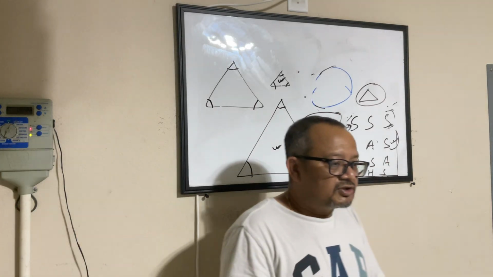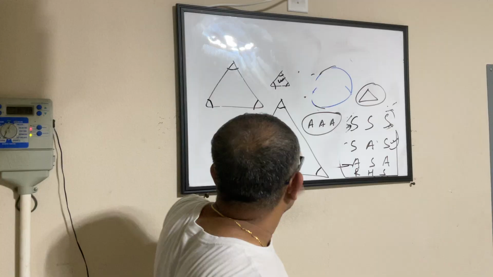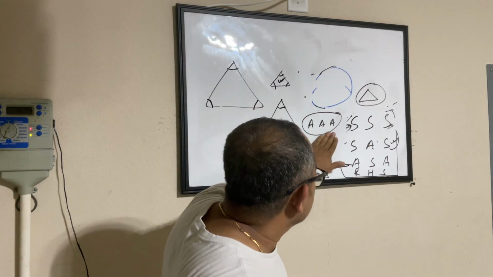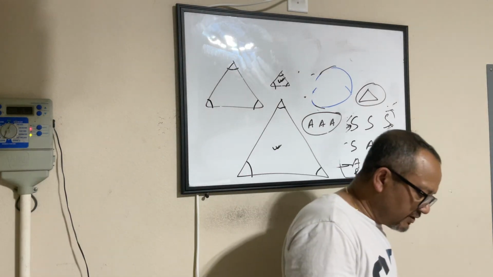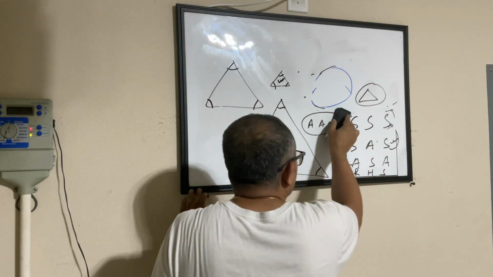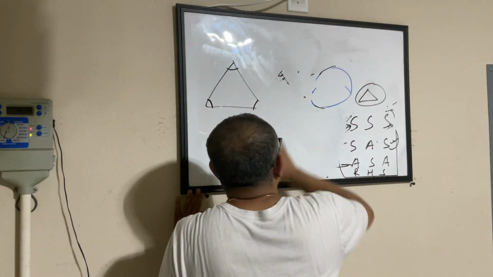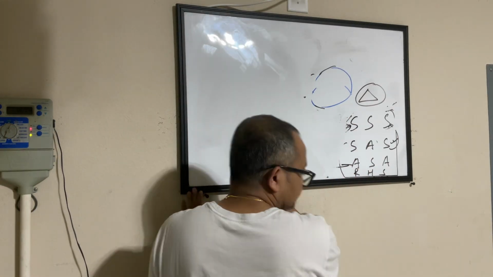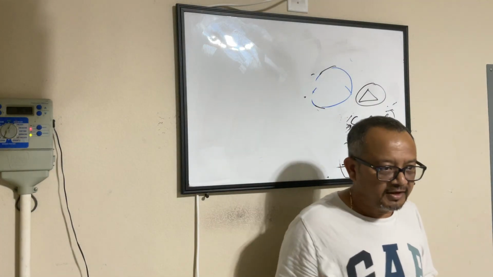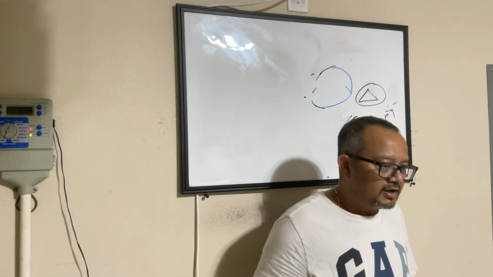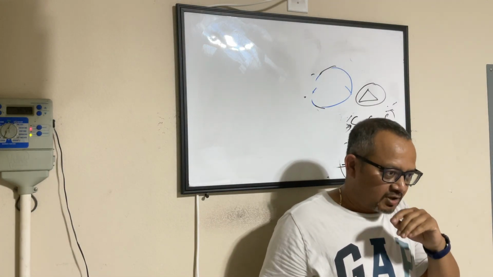Alright. So this is the thing. AAA will not be our possible theorem for congruence. Are we all clear now? Are there no complaints, right?